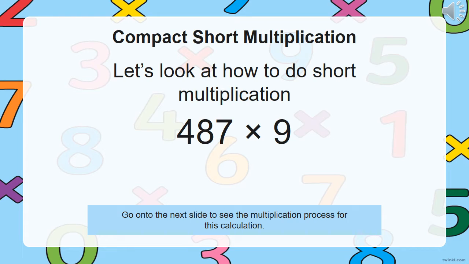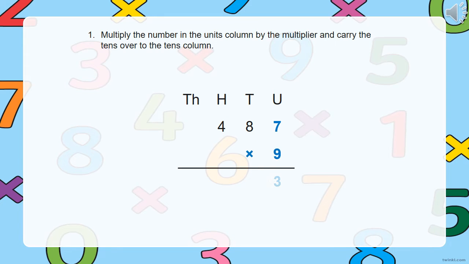To answer these questions, you will need to use the compact short multiplication method. So let's look at how to do short multiplication. We're going to answer the question 487 times 9. First, the multiplication needs to be structured properly, with the numbers in the correct place value and in columns.